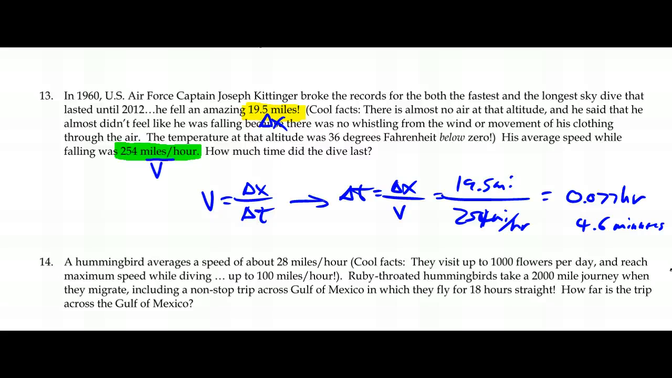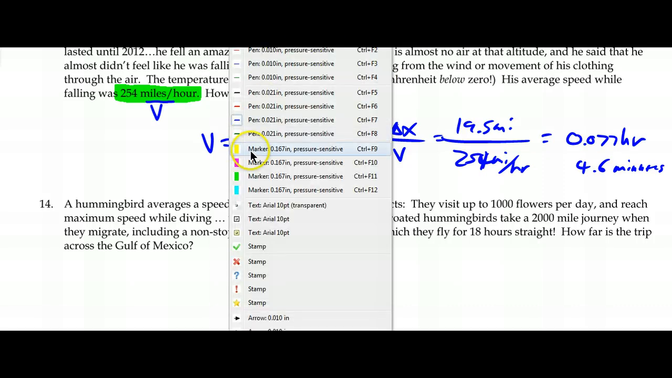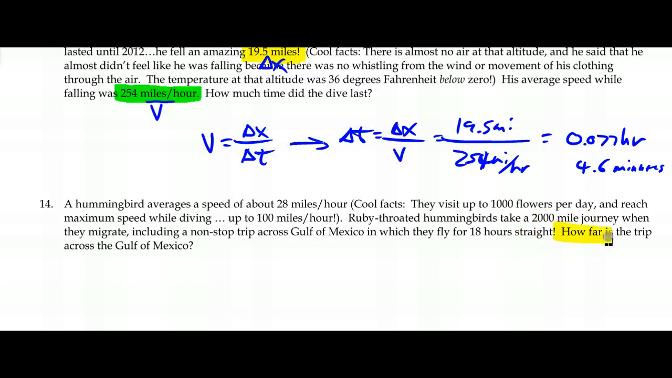Okay, we go from a big fall to just a small little hummingbird. Now this is an example where marking out your variables could be very helpful because there's a lot of different data in here. We just need certain parts of it for our particular solution. In the end, we are being asked to figure out how far the trip was across the Gulf of Mexico. So we're actually being asked for how far, which is delta x.